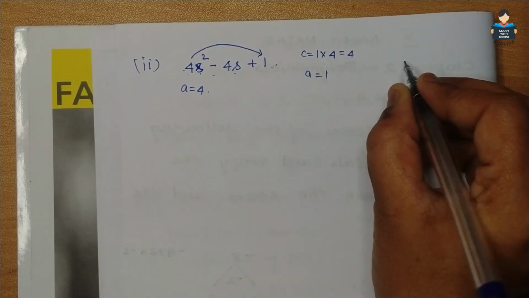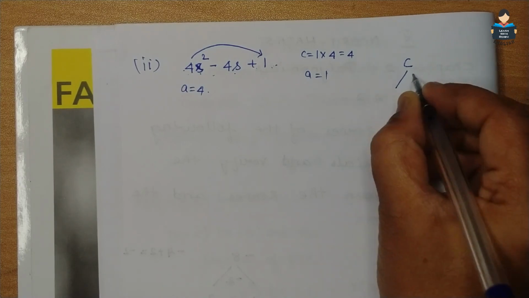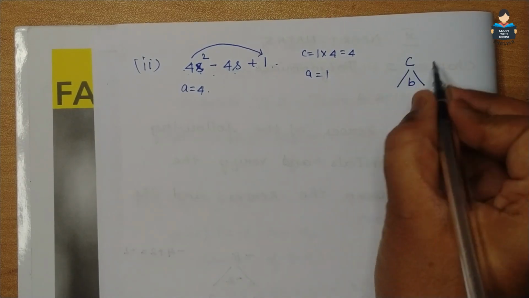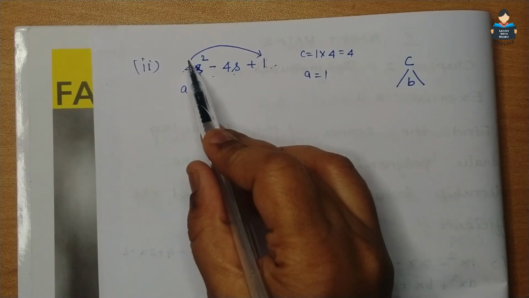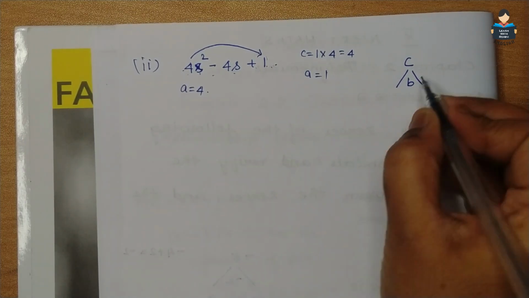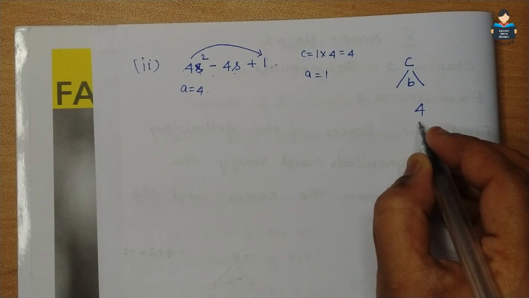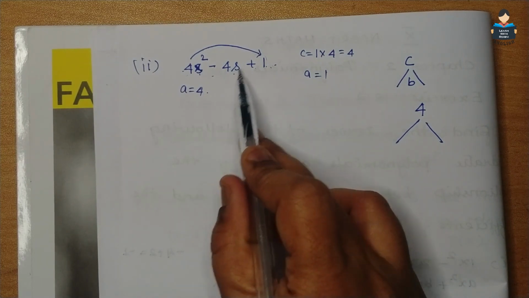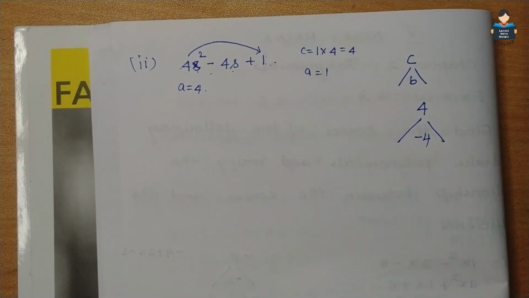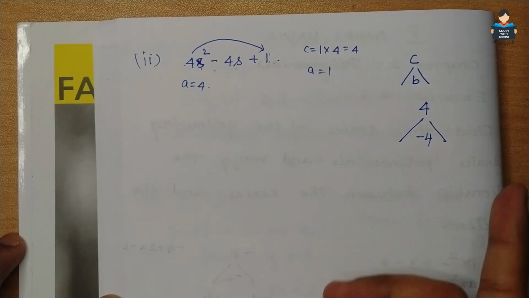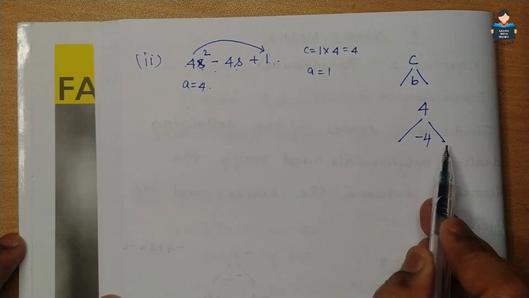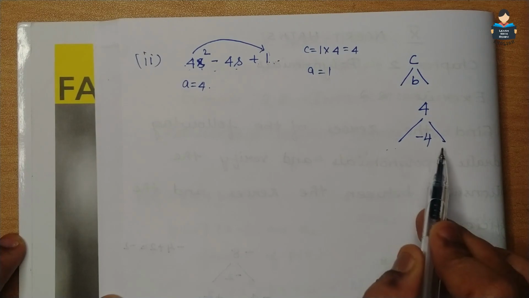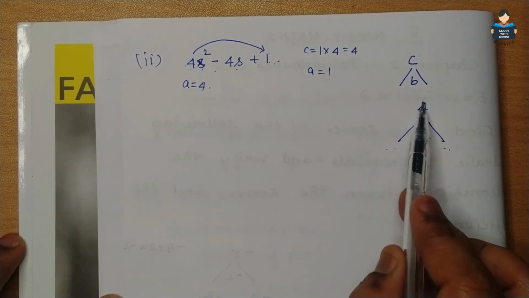So what do I have to write? I have to put the c at the top and my b value should be here. What is the c value I got? 1 into 4. I have multiplied this 4 with 1. So I will get 4 at the top and in the middle I will have minus 4. We have to put it with the sign. So now I have to find two numbers such that when I add those two numbers I will get minus 4 and when I multiply those two numbers I will get 4.